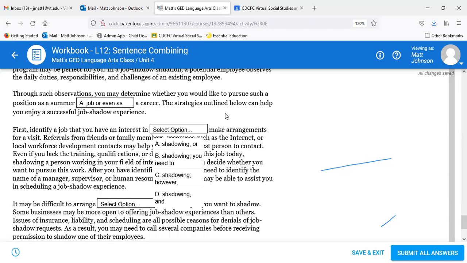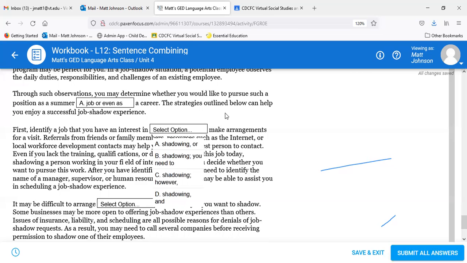Interest in A, shadow or make arrangement. B, shadow, you need to make arrangement. C, shadowing, however. D, shadowing and make arrangement.